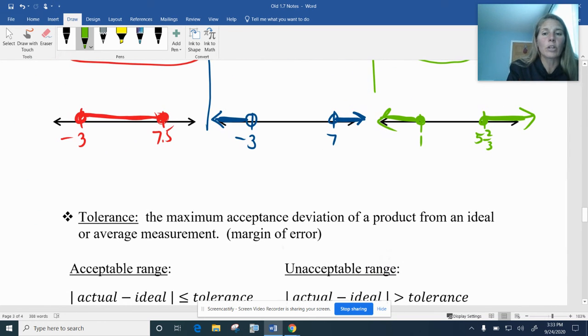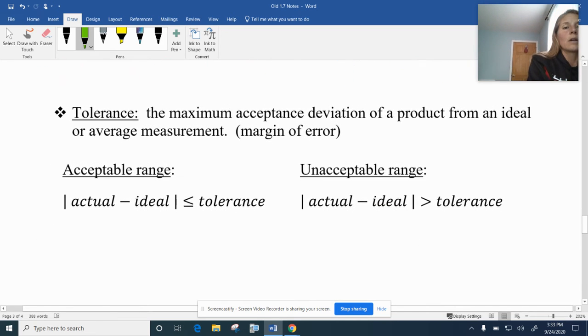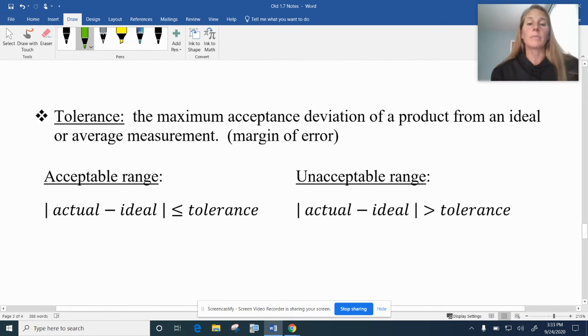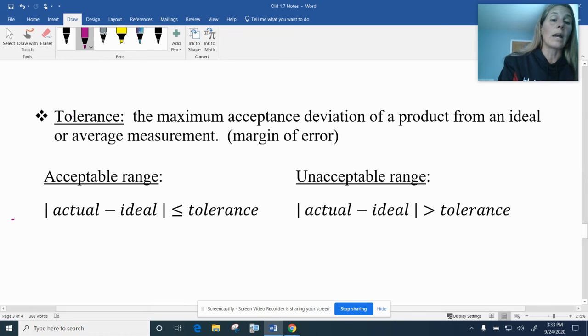Okay, so the last thing we're going to go over today is these word problems with tolerance. Tolerance is the maximum acceptable deviation of a product from an ideal or average measurement. It's a margin of error, essentially. So one example that I use to kind of explain this is like temperatures or things of that nature.